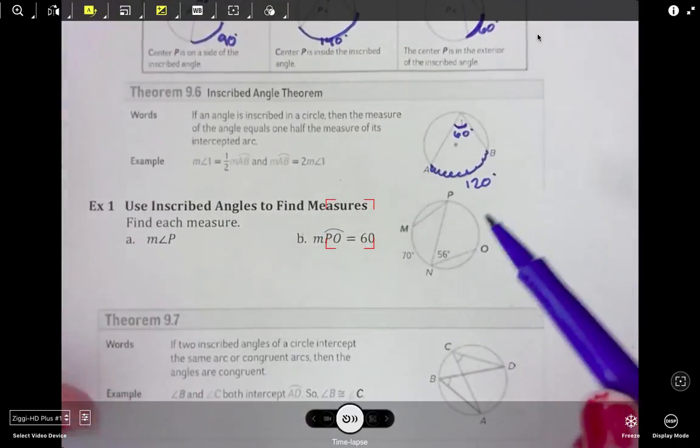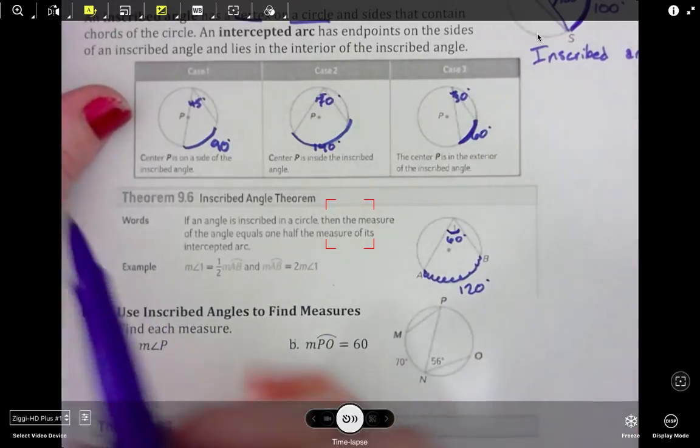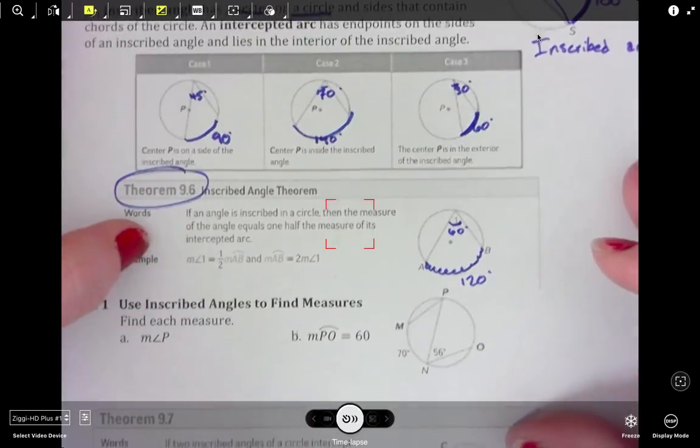So going down here on the first example, oh shoot, let me have you write that down. Well, let's just wait. We'll write all the theorems down at the end. So this theorem 9.6, I have them all written down. I'll show you that paper here at the end, and I'll have you write those all down.